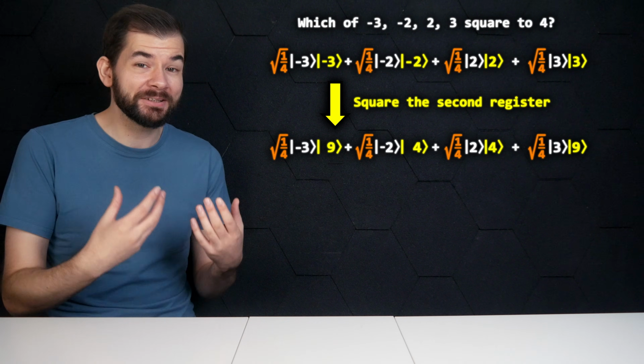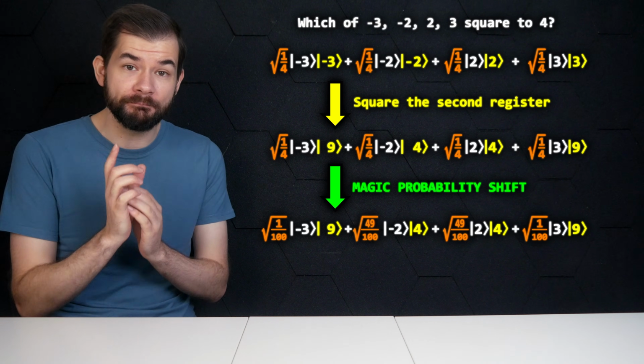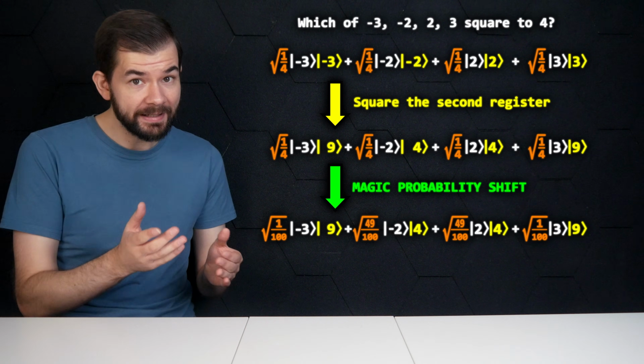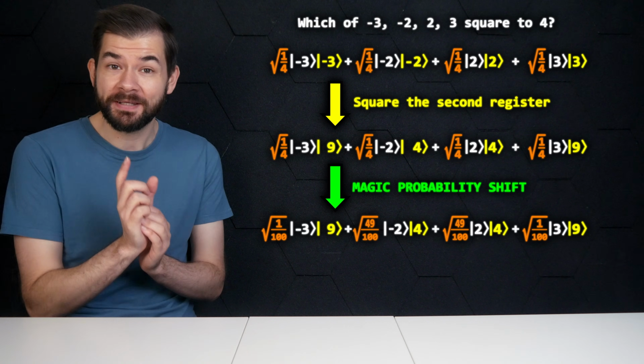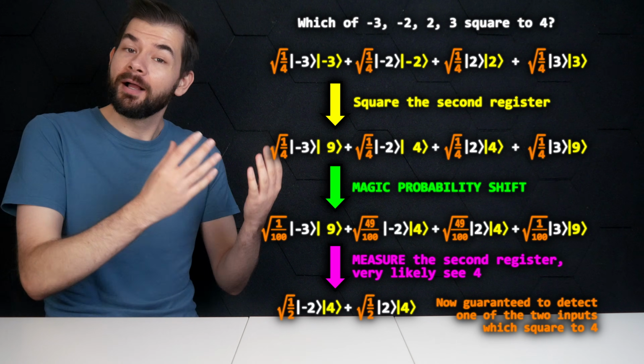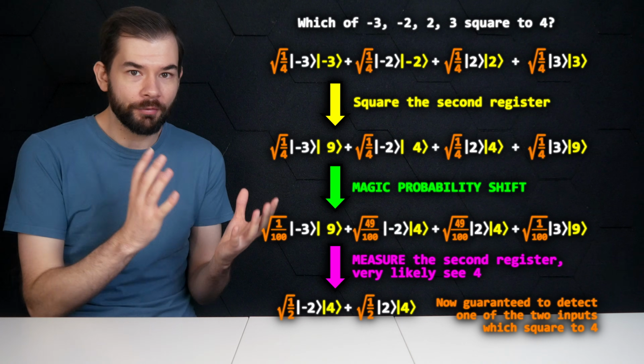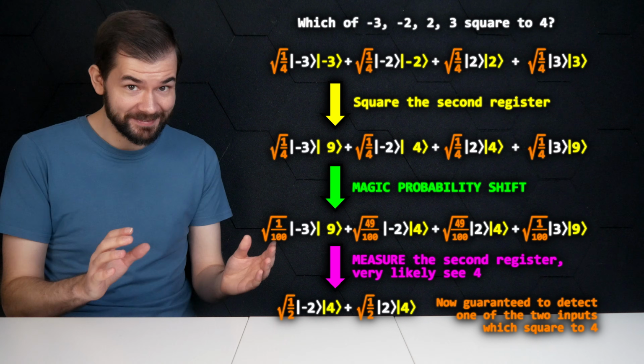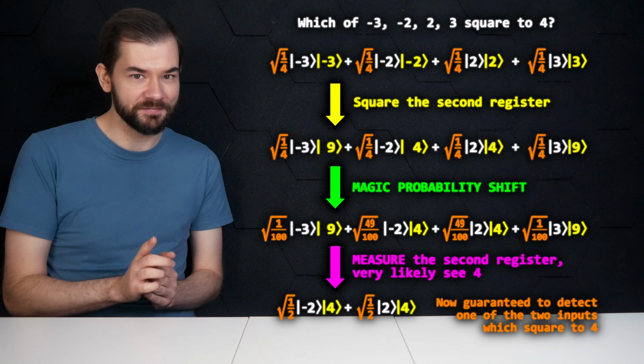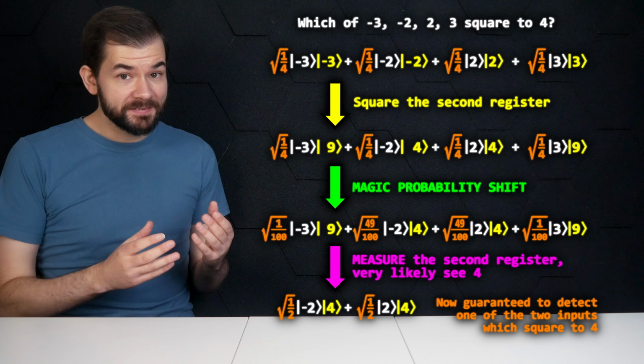And let's say that I can magically inflate the probability of measuring output 4. Then I can more easily find out which of the inputs led to a square of 4. The problem is, these magical probability inflators don't exist except for a few specific cases. One probability inflator is the Quantum Fourier Transform, which is used as part of Shor's algorithm to crack RSA, and that's what we'll explore now, beginning with a recap of how RSA works.